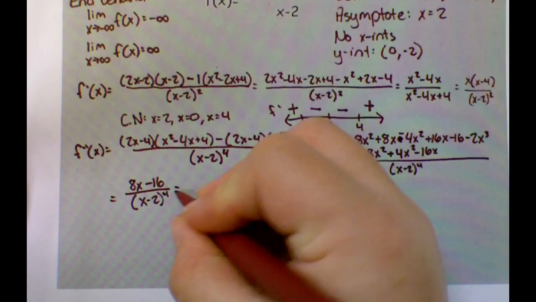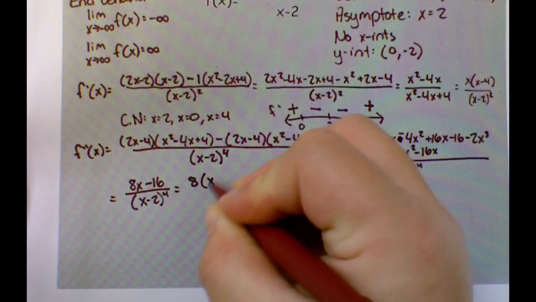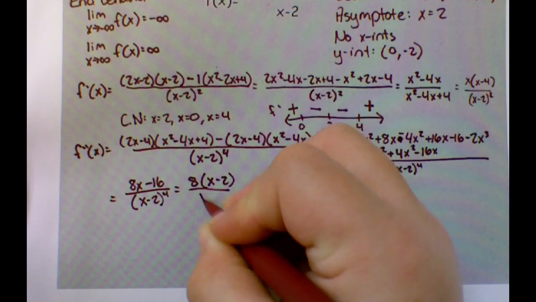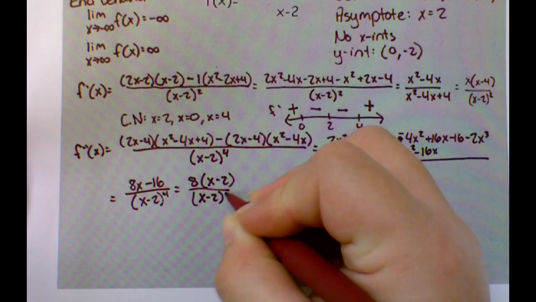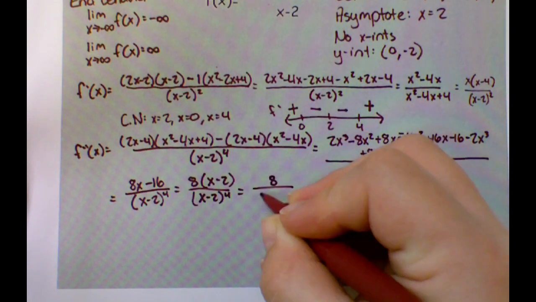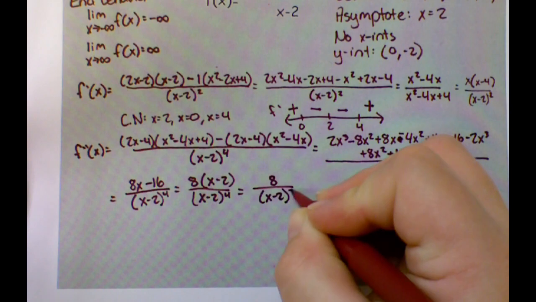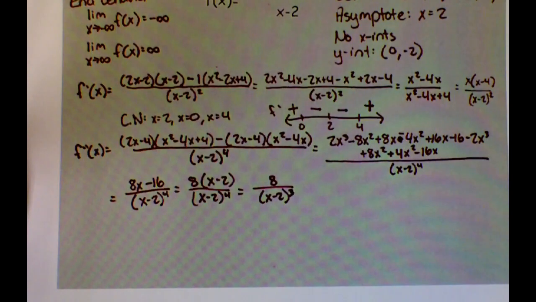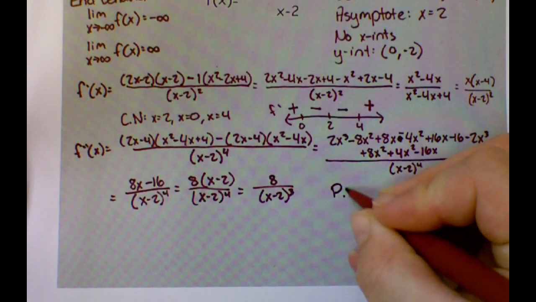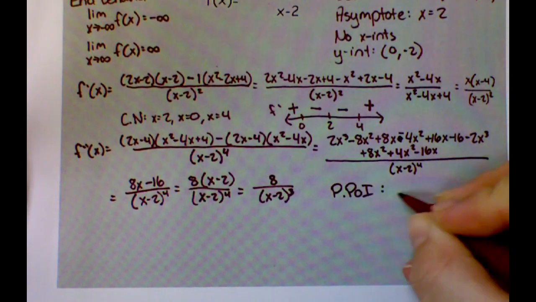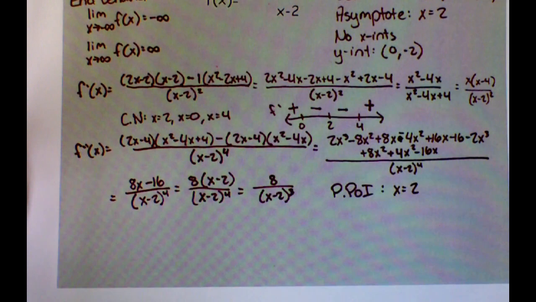And just for fun, we're going to factor that a little. 8 times x minus 2. Because look at what that does for me. I just get 8 over x minus 2 to the third power as my second derivative. So my possible points of inflection, POI, are just x equals 2, because that makes the second derivative undefined.